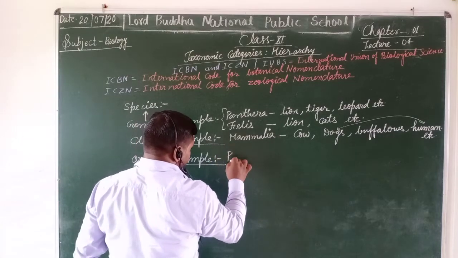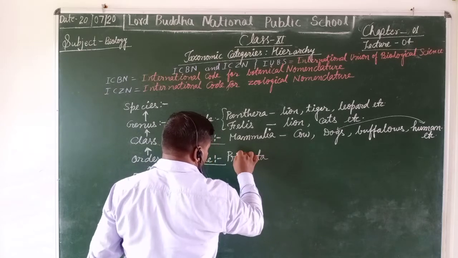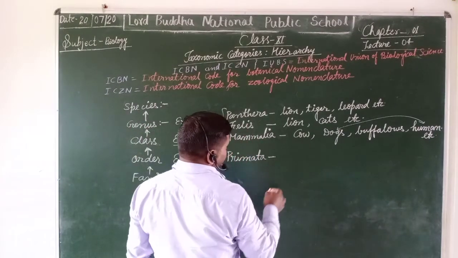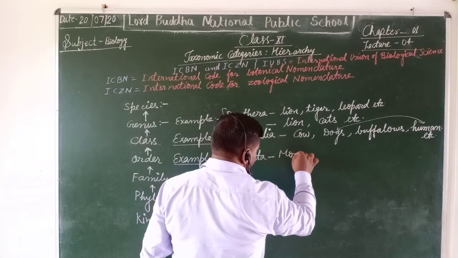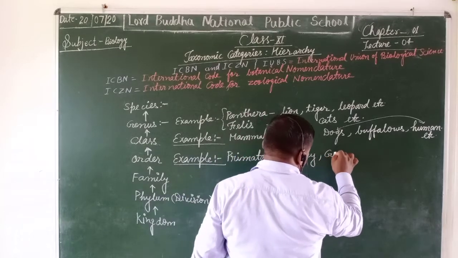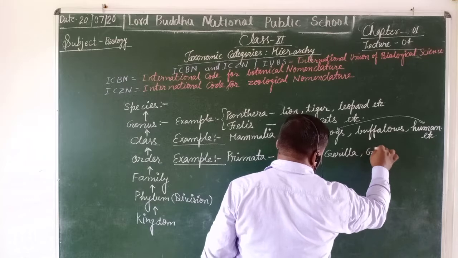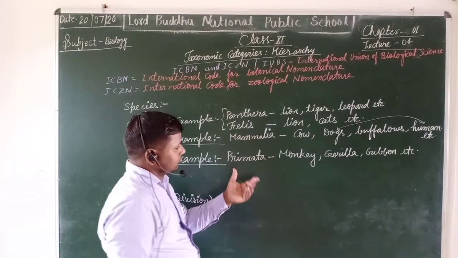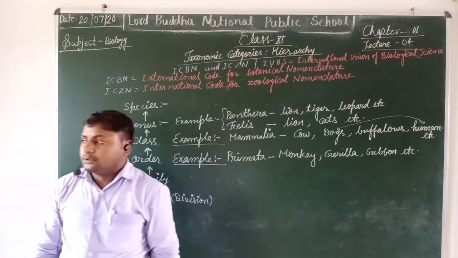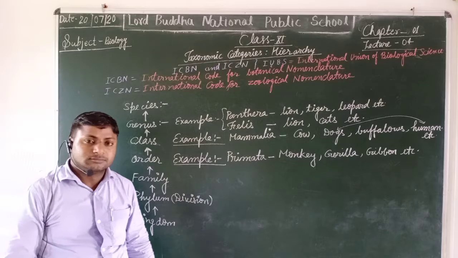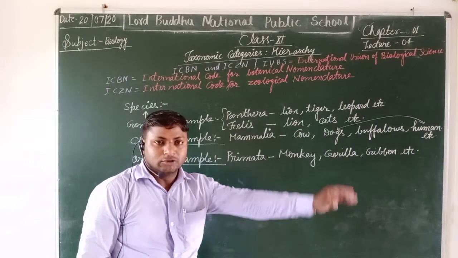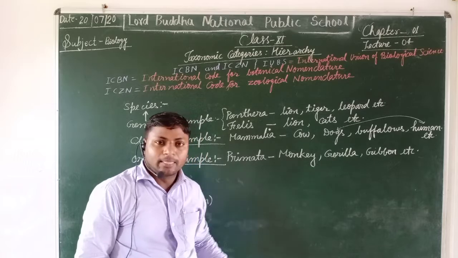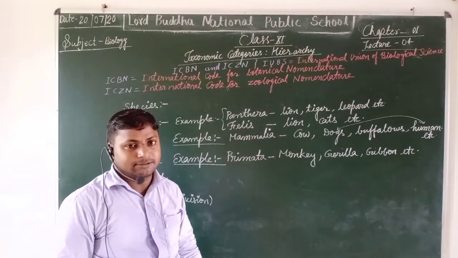If we are talking about the order Primata, this order includes animal species like monkey, gorilla, gibbon, etc. Students, as we know that the origin and evolution of human beings took place from monkey. It means monkeys are the ancestors of human beings.